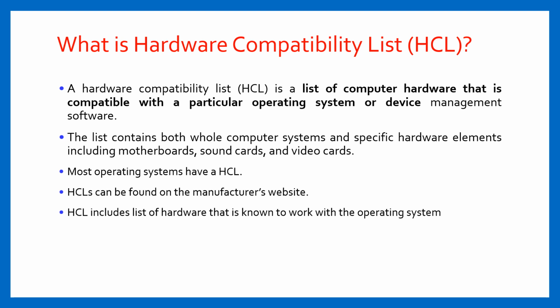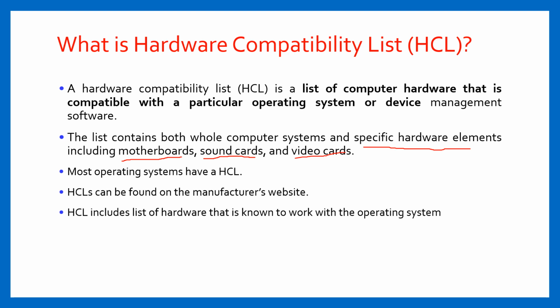A list of computer hardware that is compatible with a particular operating system or device management software is called a hardware compatibility list. So what does the list contain? The list contains both whole computer systems and specific hardware elements, which include, the main things are motherboard, sound cards, and video cards. These are the specific hardware elements that have to be purchased appropriate to the operating system which you need.